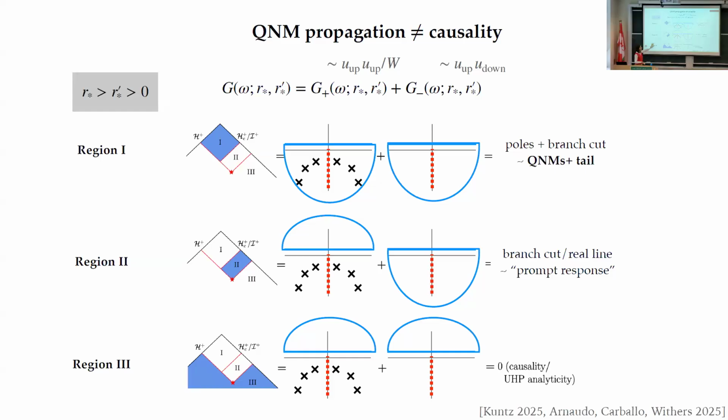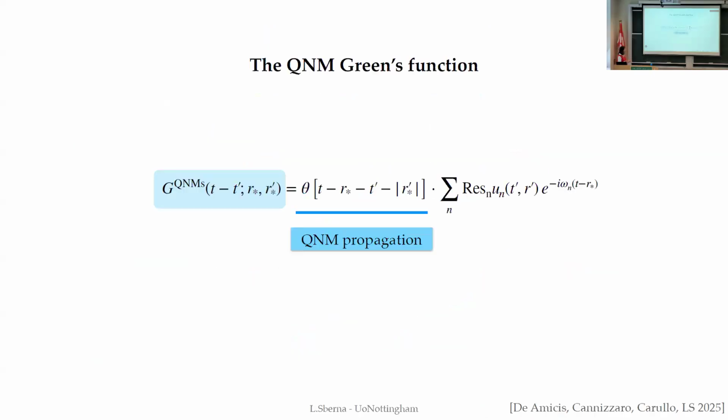And finally, of course, there's a region prohibited by causality where you close both Green's functions in the upper half plane and you get 0. Okay, but we want to forget, for now at least, about the branch cut and other parts of the Green's function and only focus on quasi-normal modes. And so the more appropriate definition of the quasi-normal mode Green's function needs to incorporate this propagation condition or convergence condition. And so we will have it there as a Heaviside function.